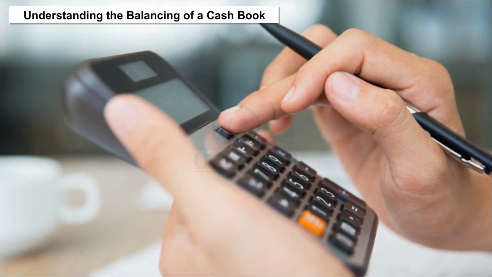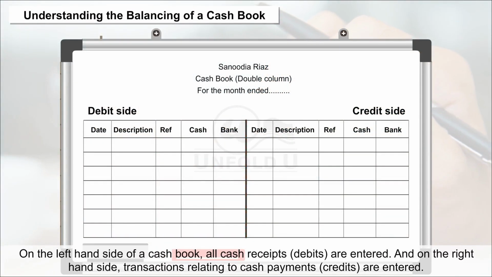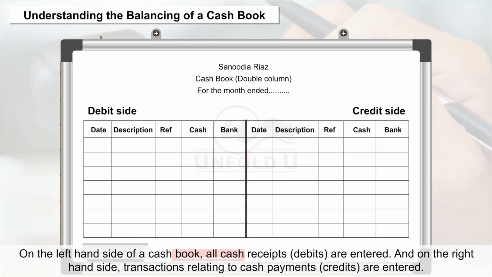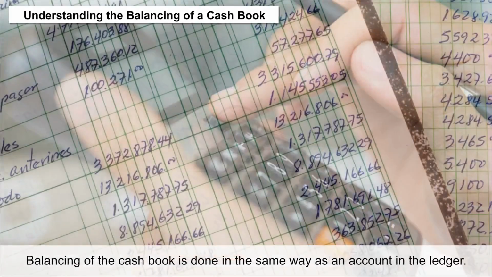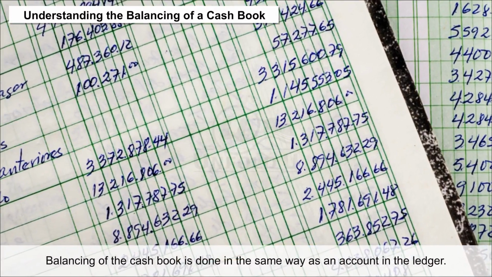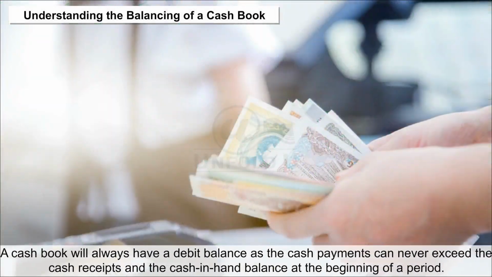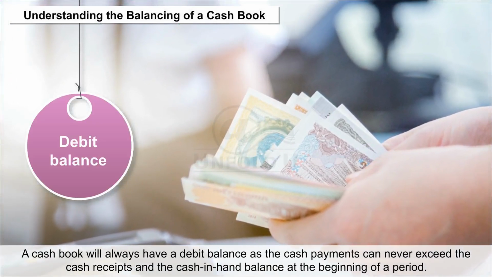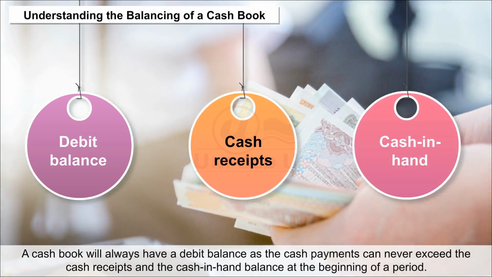Understanding the balancing of a cash book. On the left-hand side of a cash book, all cash receipts, debits, are entered, and on the right-hand side, transactions relating to cash payments, credits, are entered. Balancing of the cash book is done in the same way as an account in the ledger. A cash book will always have a debit balance, as the cash payment can never exceed the cash receipts and the cash in hand balance at the beginning of a period.